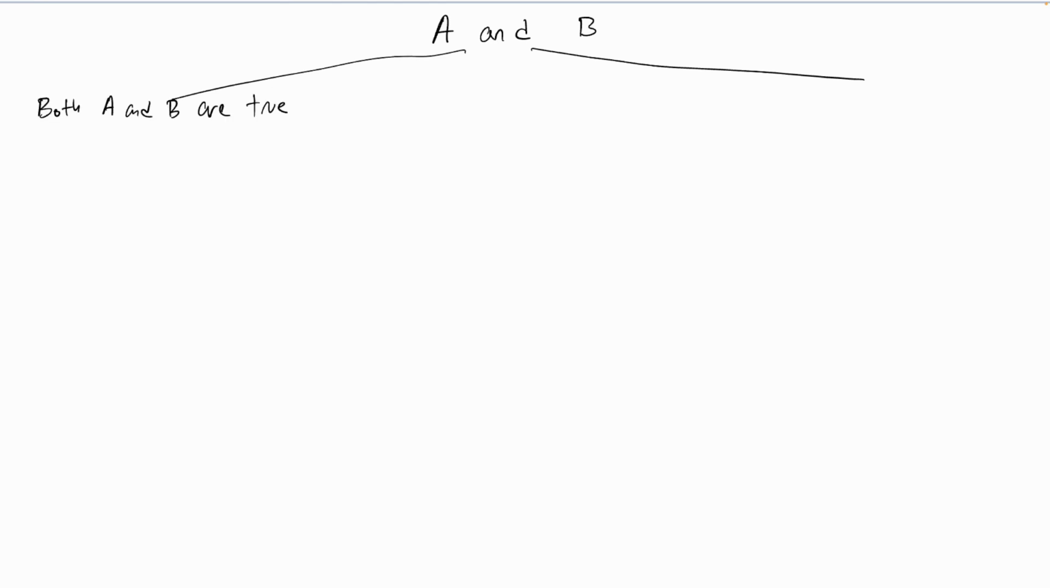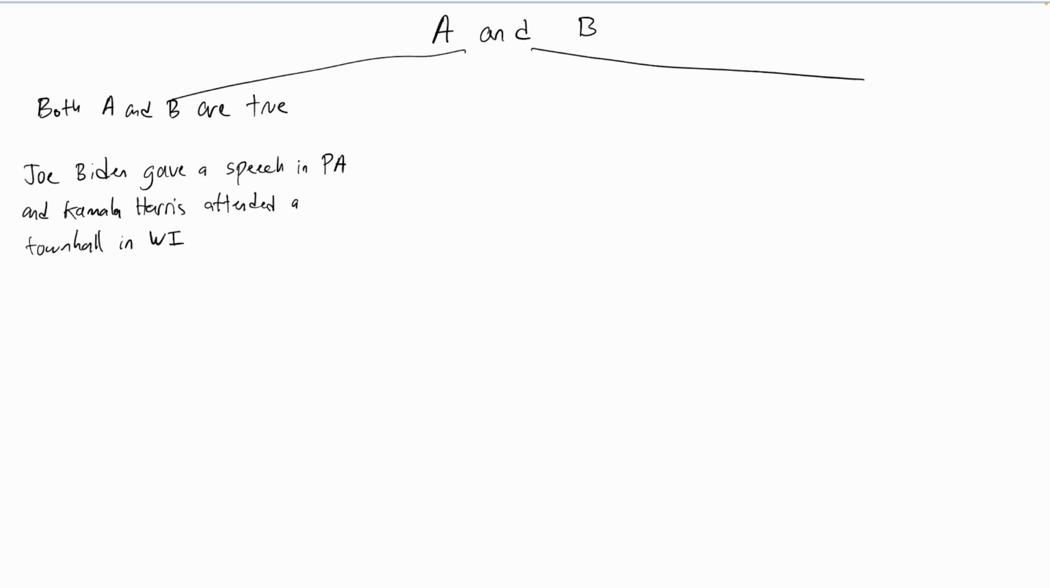Next, let's look at the word and. Once again, it might be hard to imagine how such a simple word like and could be ambiguous, but arguably it is. Why might someone say that it is? Well, first, notice that if you stick the word and between two statements, oftentimes you just express that both of those statements are true. For instance, discussing the political events of the day with a friend, I might say, Joe Biden gave a speech in Pennsylvania and Kamala Harris attended a town hall in Wisconsin. Here, the most natural reading of what I've said is simply that both things occurred.